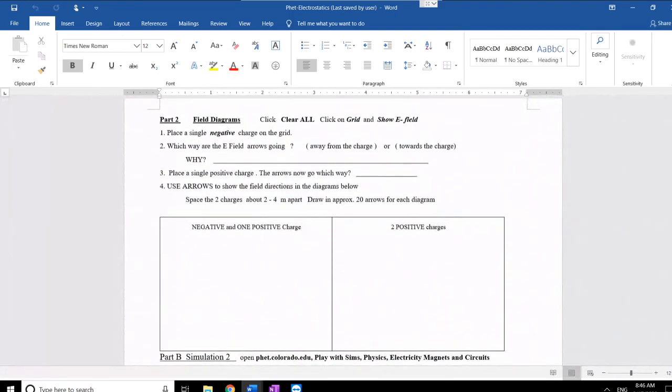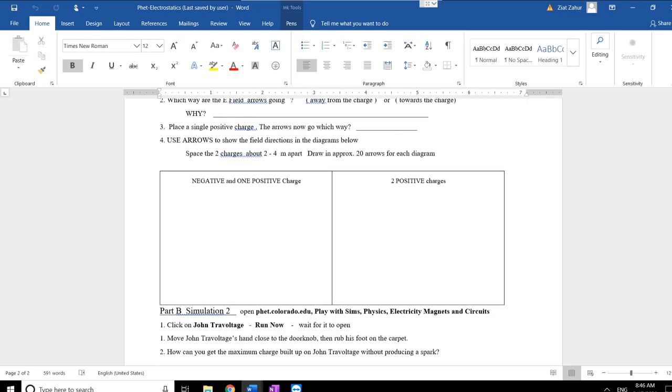Oh well. The second part is actually the same thing we did. So go and draw negative and 1 positive and then 2 positives. Basically the same thing we did yesterday. But you don't have to do 16 lines. Just do like 8 or something. Do 8 lines.